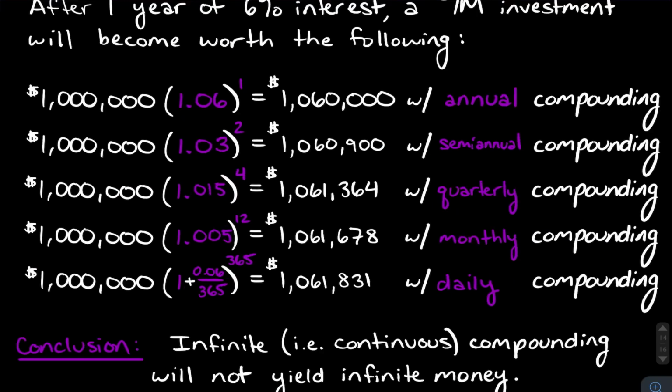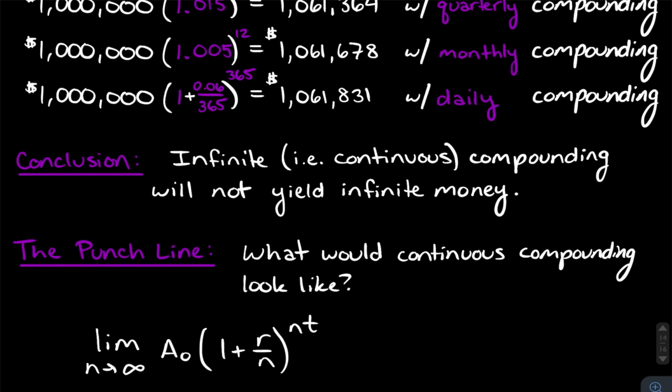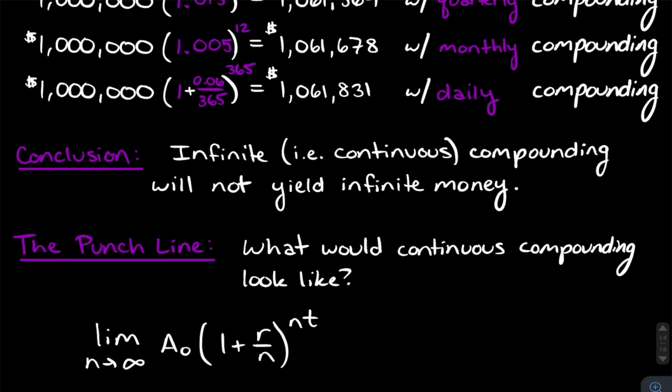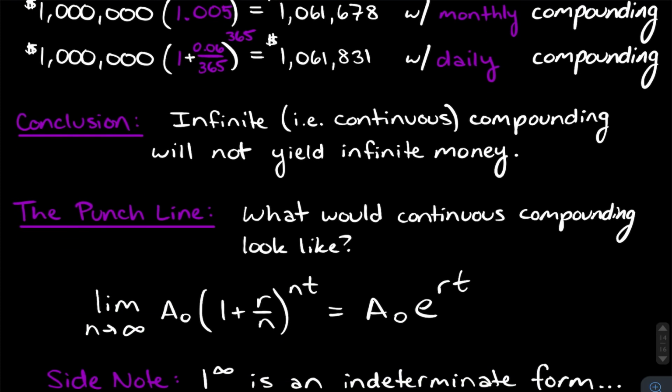Think about it. What's going to happen here? When we have an actual investment, which is continuous compounding, and I'll talk about what that is in a second, the limit as n approaches infinity, so we're saying that the number of compounds we're making goes to infinity, this is going to equal a naught times e to the RT. That's what this interest equation becomes if you have continuous compounding.